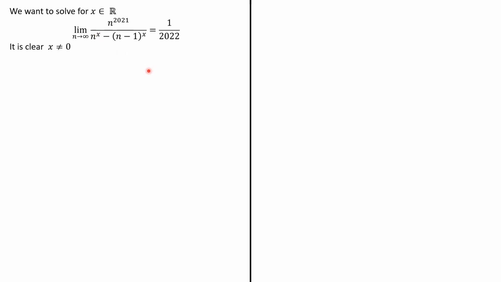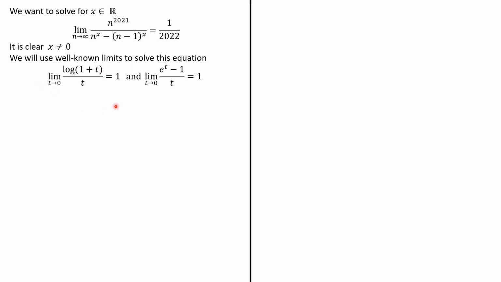Now we're going to use two well-known results to solve this problem, because we know that the limit of log(1 plus t) over t equals 1 when t goes to 0, and the same holds for this function, (e^t minus 1) over t. Now we call this quantity f_n(x).